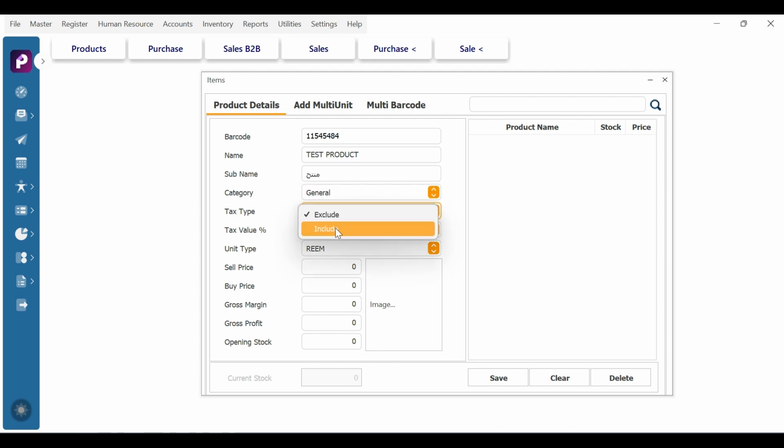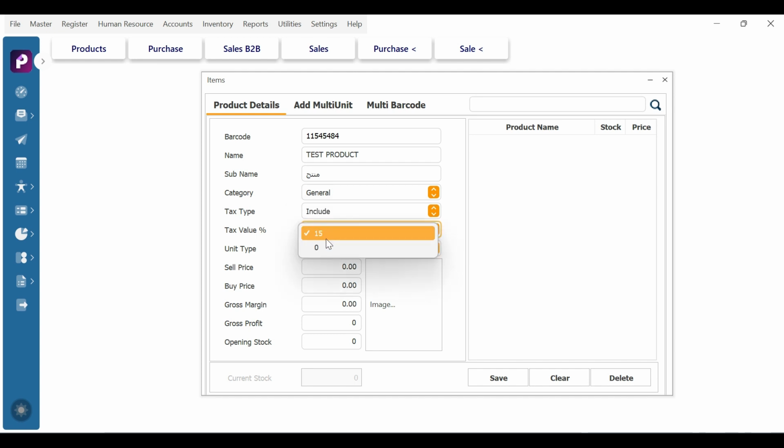Include and exclude. Include means the product's total selling price includes tax, and exclude means the price is before tax. Example: a product with a sell price of 10 rial. If the tax type is include, then the total price will be 10 rial. If the tax type is exclude, then the total price will be 11 rial and 50 halala.